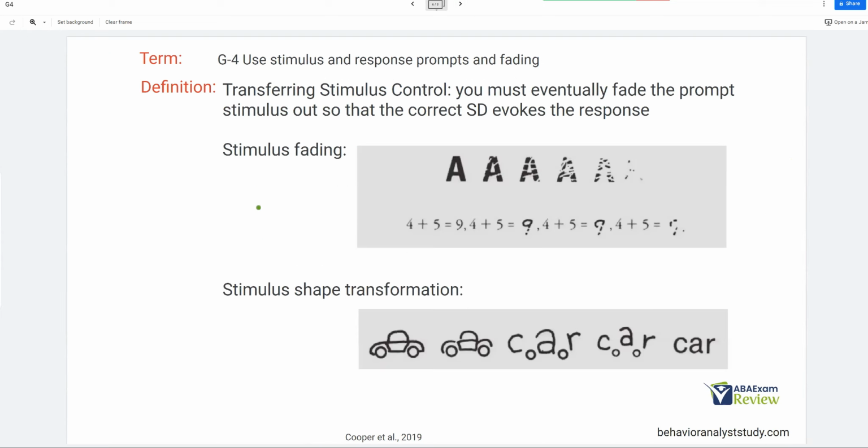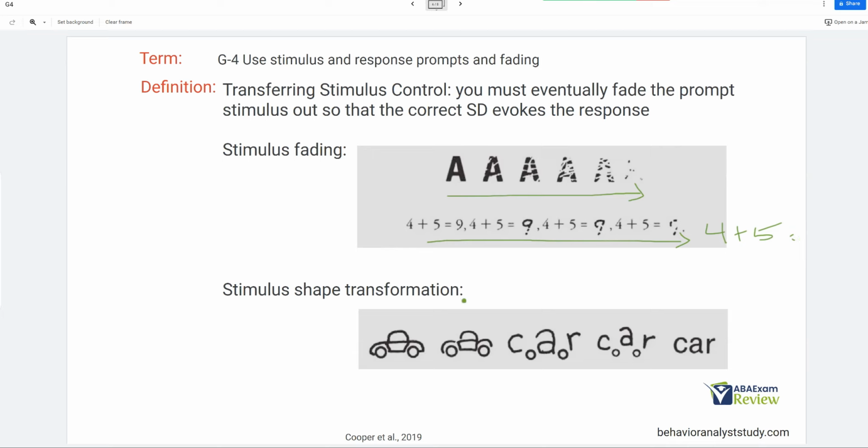Two final things: stimulus fading and shape transformation. These are straight from Cooper because I think these examples really illustrate what we're talking about. With stimulus fading, you can see, right, we have this very bold A, and then gradually it's gone. We have this very bold 9, gradually it's gone. Eventually it's just going to be 4 plus 5 equals, and they've got to answer it themselves.